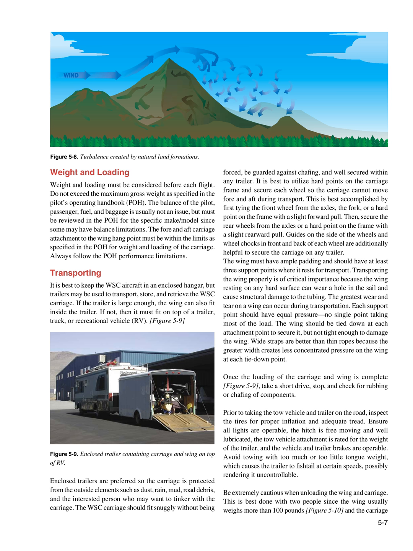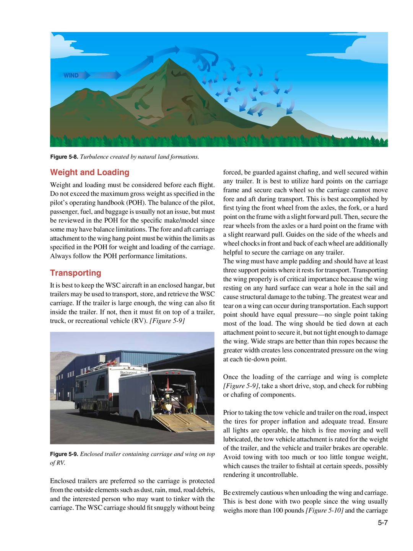It is best to utilize hard points on the carriage frame and secure each wheel so the carriage cannot move fore and aft during transport. This is best accomplished by tying the front wheel from the axles, the fork, or a hard point on the frame with a slight forward pull. Then, secure the rear wheels from the axles or a hard point on the frame with a slight rearward pull.